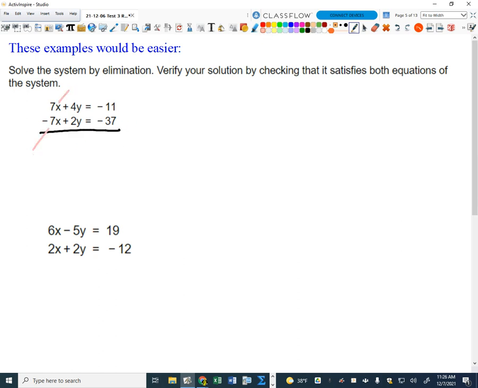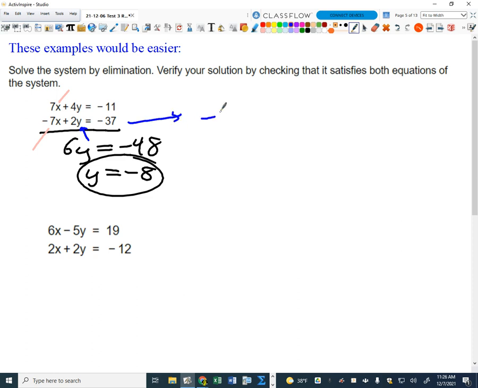Those guys are going to cancel, aren't they? They'll cancel out, and I'll just end up with 6y equals negative 48. So what's the value of y? Negative 8. Good. If I just divide each side by 6. So there's half the battle. Now I can plug that into either equation. Let's go ahead and plug it in there, how about? Got slightly smaller numbers, I guess, in that equation.